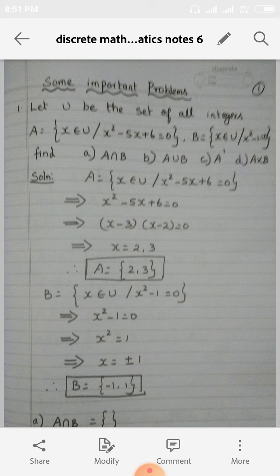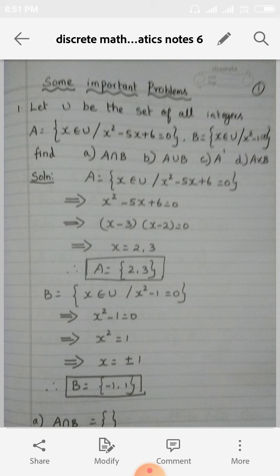Dear students, today we are going to see some important problems in Unit 1. See the first sum. Let U be the set of all integers. That is, U is nothing but the universal set. Universal set is the set of all integers.